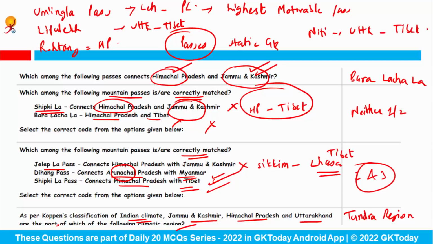Now one question for you. You have to tell me the Zojila Pass connects which 2 places? Do let me know in the comments.